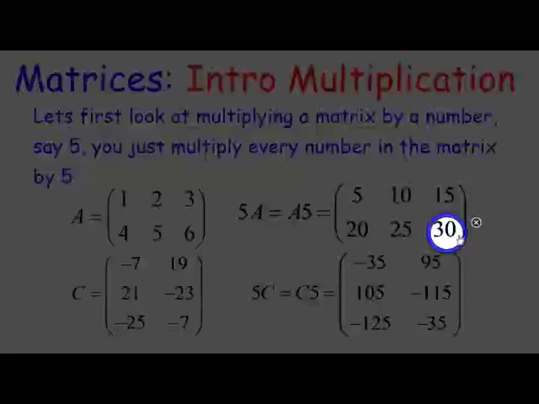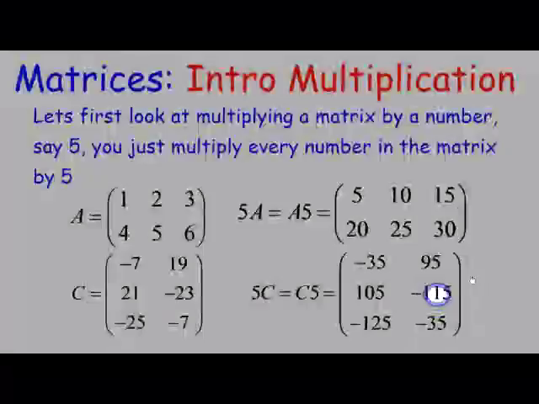Now, it doesn't matter if they're positive or negative. Let's have a quick look over here. Minus 7 times 5 is minus 35. And minus 23 times 5 is minus 115. Just remember to put them back in the same spots you got them from. All right, that's pretty easy.